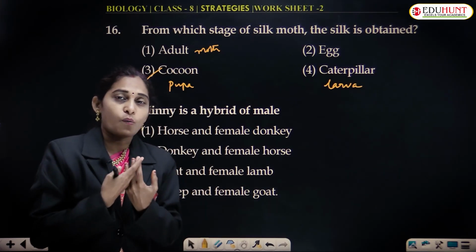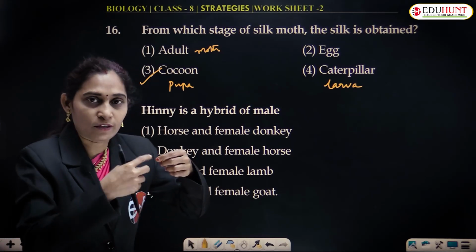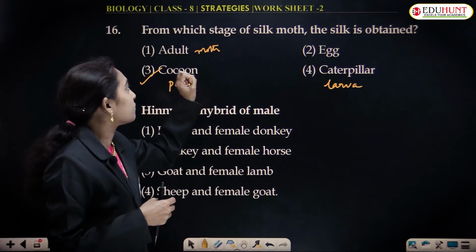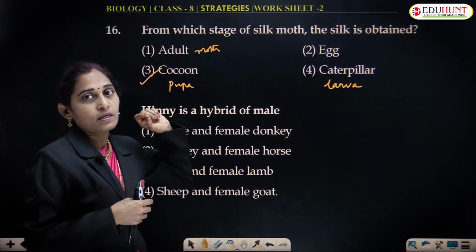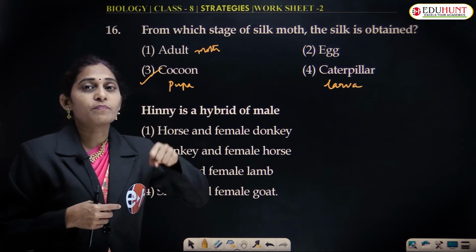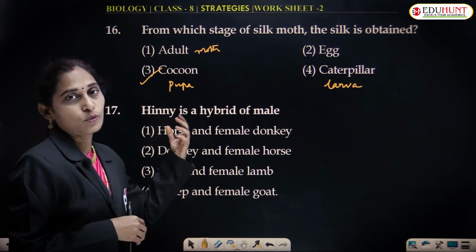To get the good quality silk, that is continuous silk thread, the silk growers collect the silk from cocoons, that is from the pupal stage.